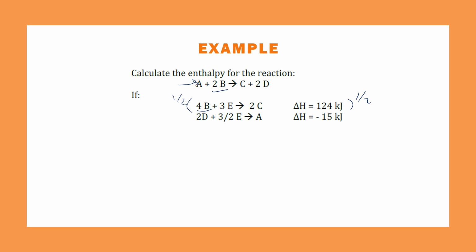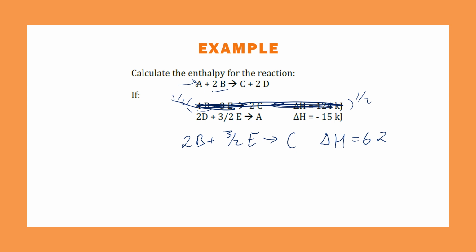And whenever I change the reaction, I have to change the heat. So I'm going to rewrite it. If I multiply everything by 1/2, it would be 2B plus 3 halves E yields C. And then for delta H, if I divide that by 2, it's 62. Once I've changed one of the steps, I want to cross it out so I know not to use that heat.